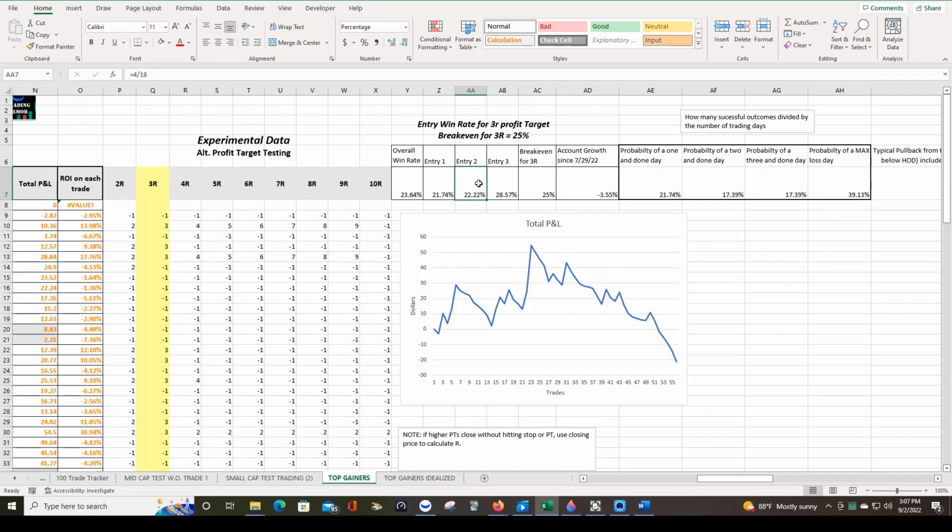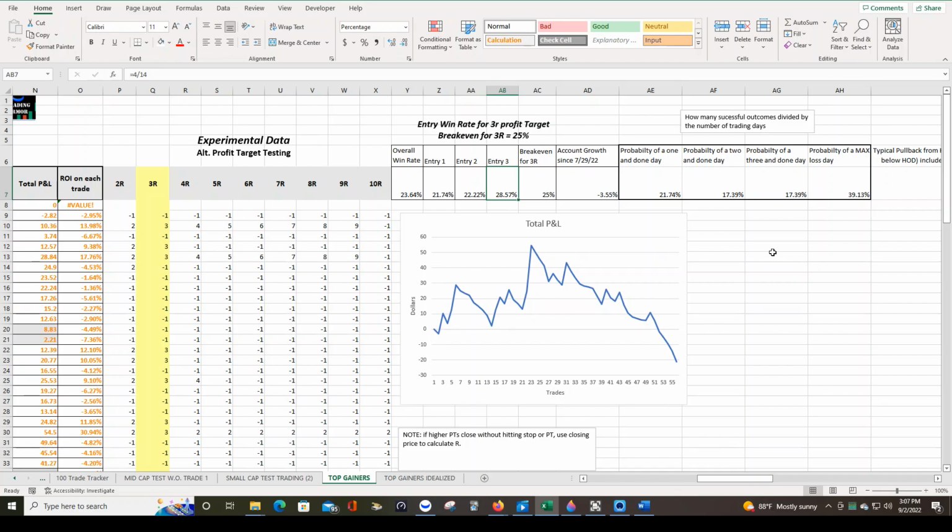The second entry is also just under being profitable. The third entry is profitable right now. One of the theories is that as you re-enter the same trade, the same ticker on the same day, the trade should become more profitable.